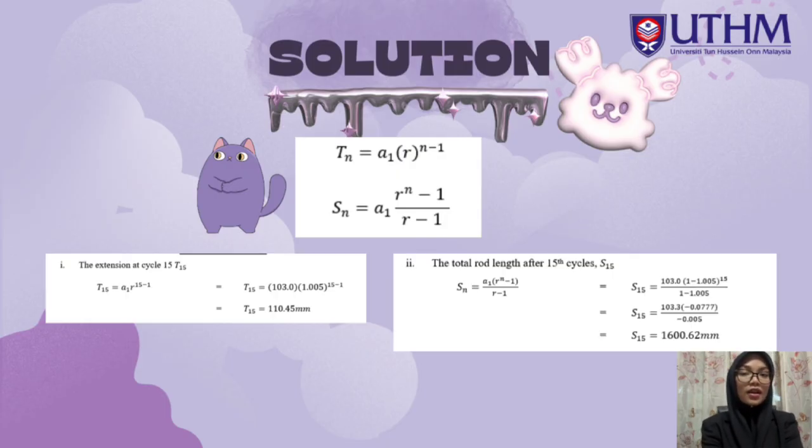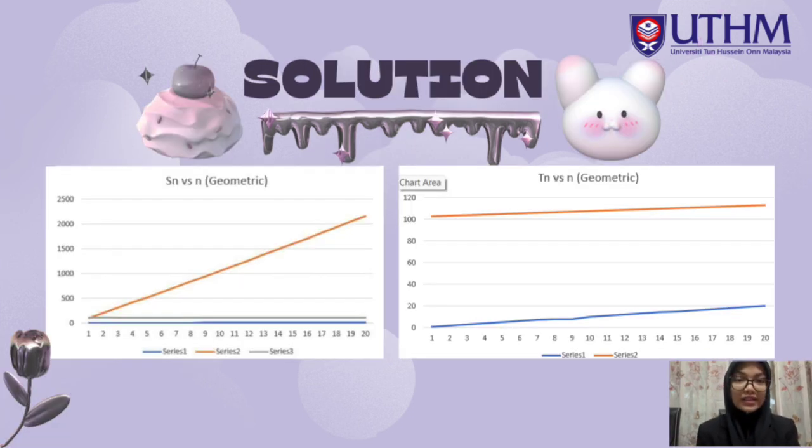As a result, the piston rods become unsafe at cycle 15, earlier than predicted by the arithmetic model. So, as you can see, the graph shows an upward curving trend, indicating an increasing rate of expansion over time and confirming that the geometric model predicts faster growth.